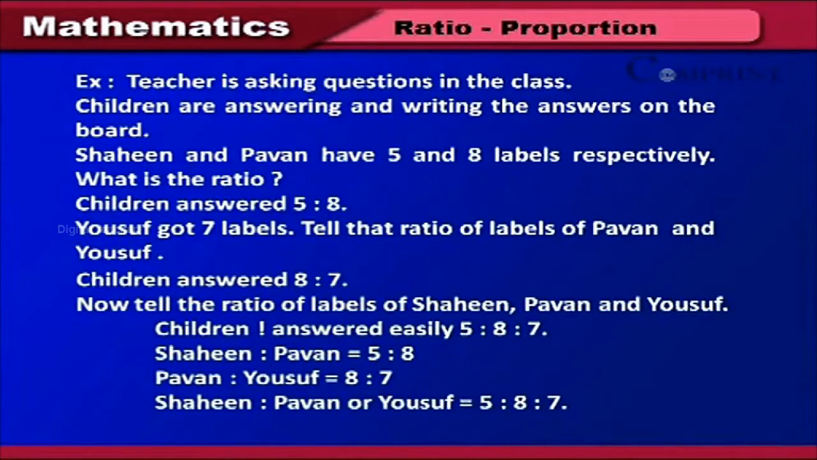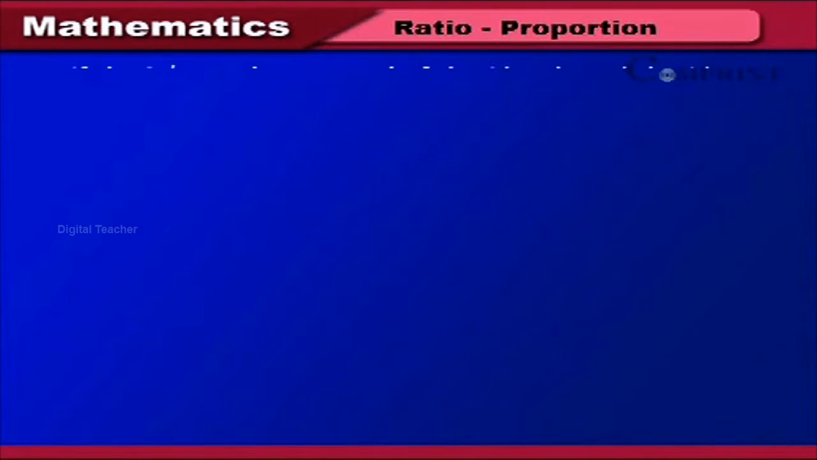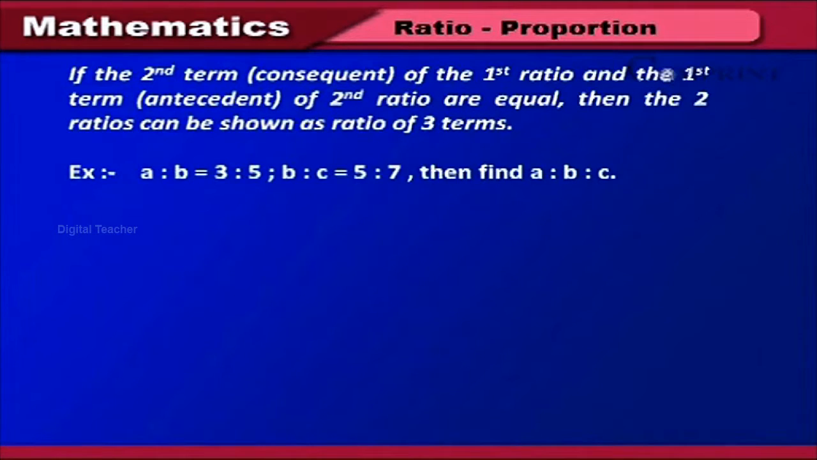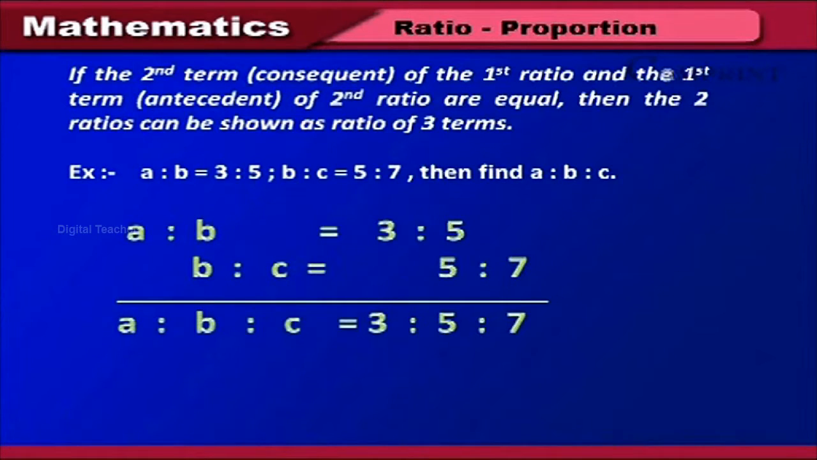Shaheen is to Pavan is equal to 5 is to 8. Pavan is to Yousuf is equal to 8 is to 7. Shaheen is to Pavan is to Yousuf is equal to 5 is to 8 is to 7. If the second term of the first ratio and the first term of the second ratio are equal, then the two ratios can be shown as ratio of three terms.